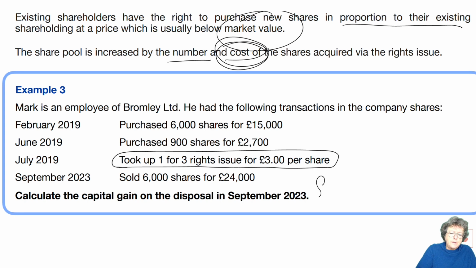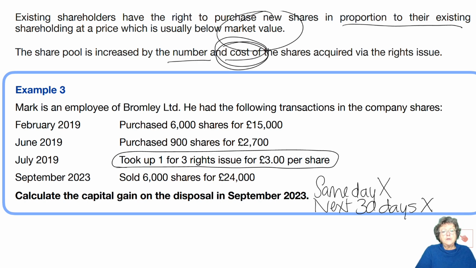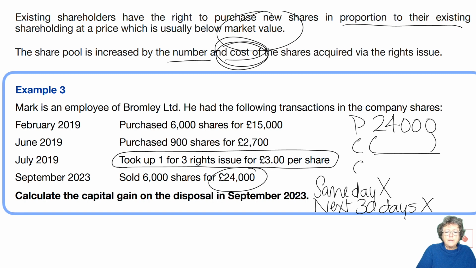Matching rules. Anything on the same day as September? No. Anything in the next 30 days? No. So we're only going to have to do one computation with the proceeds less the cost will give us the gain, and that cost will be obtained by dealing with the share pool. So let's have a look at how that works in the model answer.